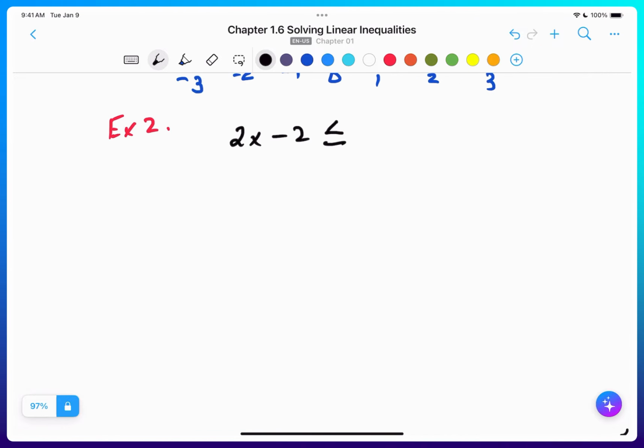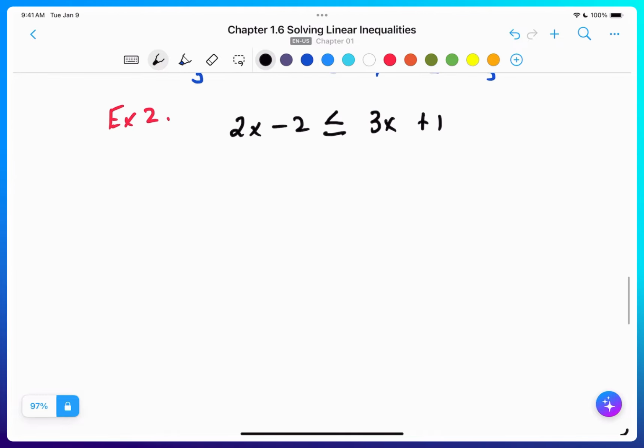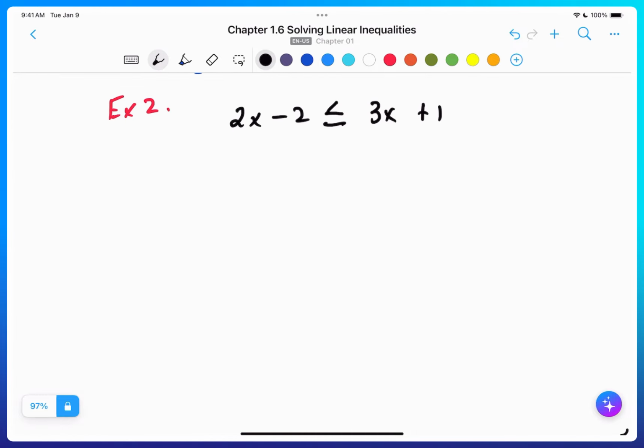Is greater than or equal to 3x plus 1. Okay? Now, we have to solve for x, and we can do it in several different ways. I'm going to do it a different way, so I want to show you a little trick. I'm going to subtract 3x on this side and subtract 3x on this side. That way the x will stay on this side. And we'll go to the next one.